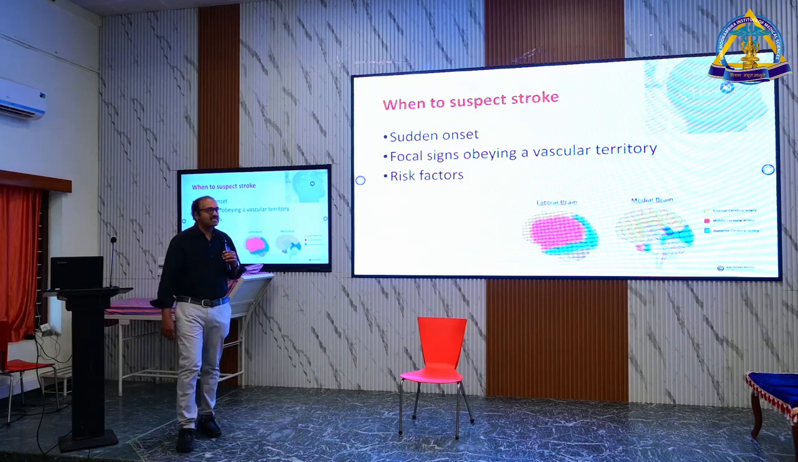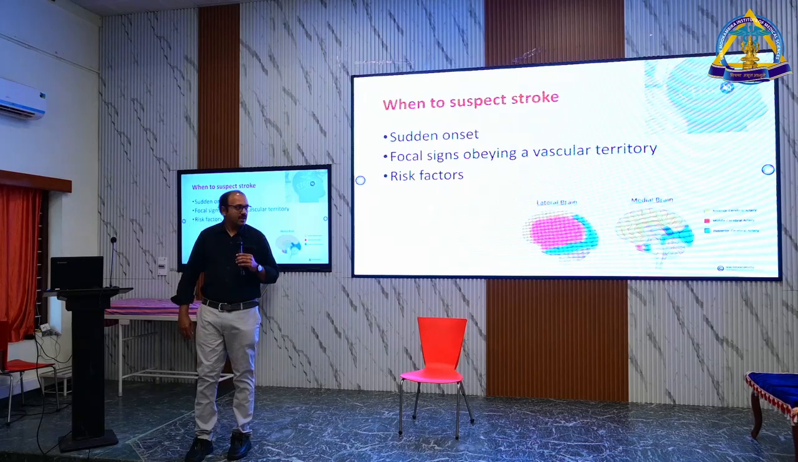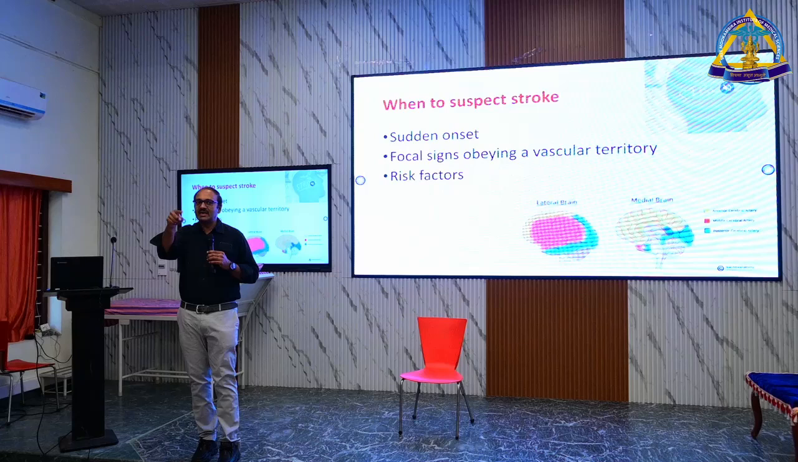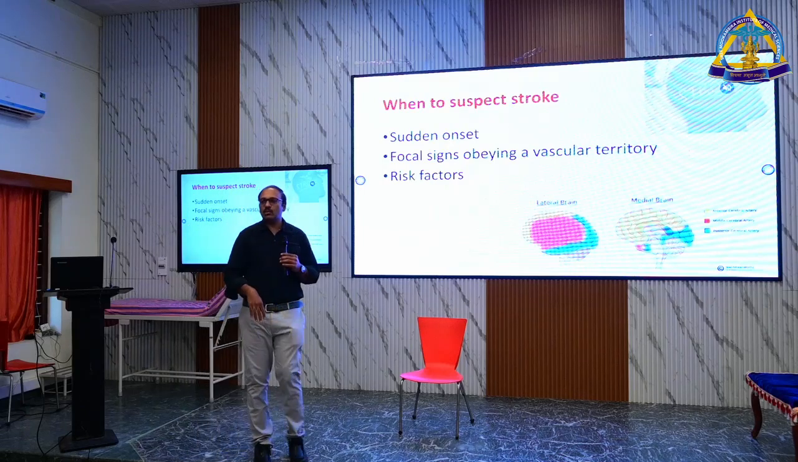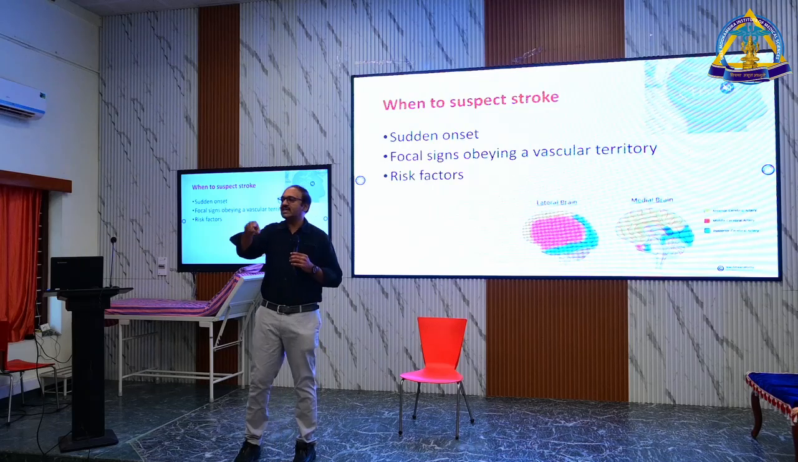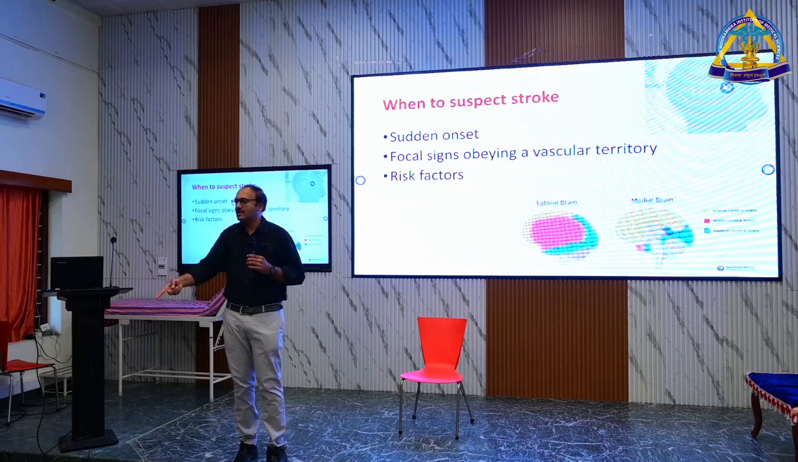Then you say it obeys a vascular territory. What do you mean by obeying vascular territory? It means the patient has a facio-brachial monoplegia, leg is spared, so it is likely to be MCA, or the patient has only hemianopia. Suppose the patient has hemianopia and aphasia. Then what is the problem? The speech area comes in the MCA territory, but vision comes in the PCA. So if the patient has both aphasia and hemianopia, he has a problem in both the MCA and PCA territories. So it is two vascular territories.